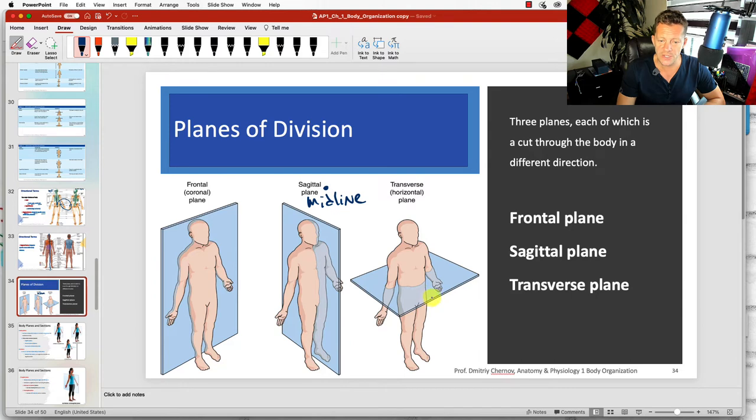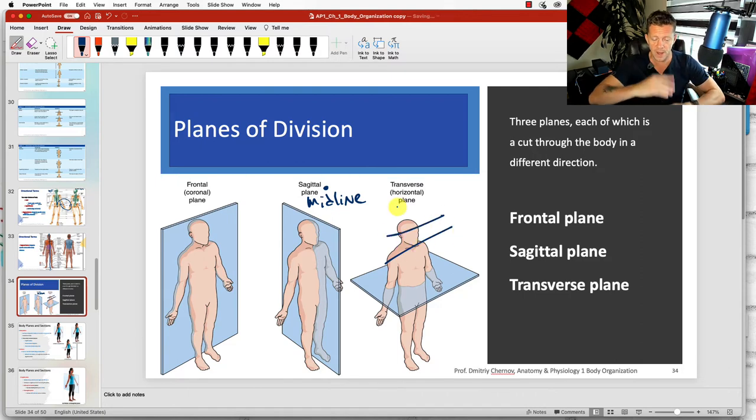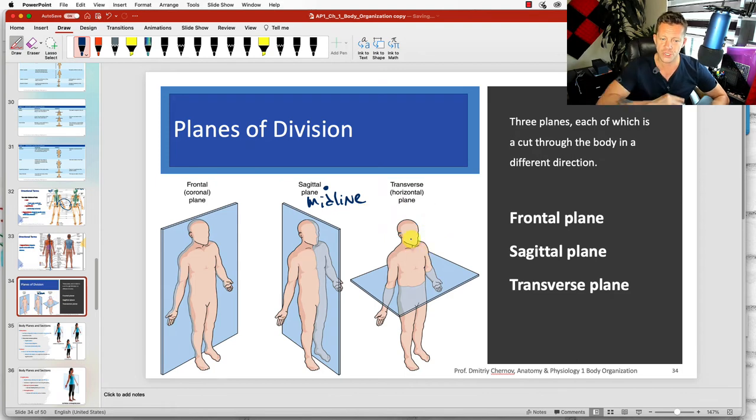There's also the horizontal plane or transverse plane. So the transverse or horizontal plane separates a body part into two halves as well. It doesn't really have to be equal parts. The transverse plane could be here or here, so it separates the body in two parts. Doesn't really have to be equal parts, but it's a horizontal plane.